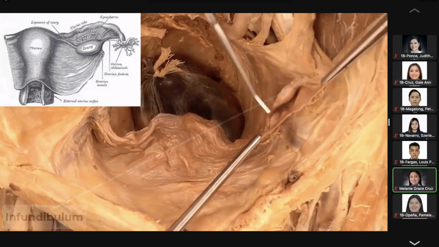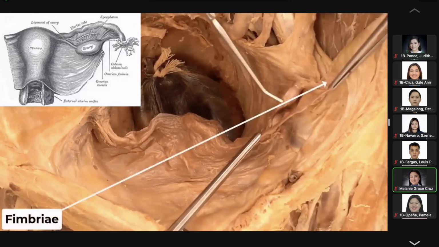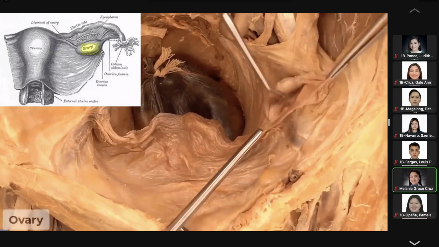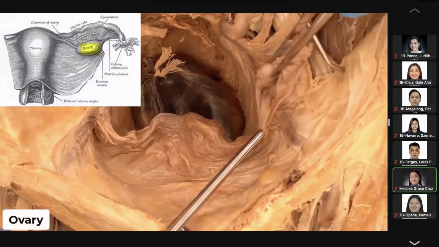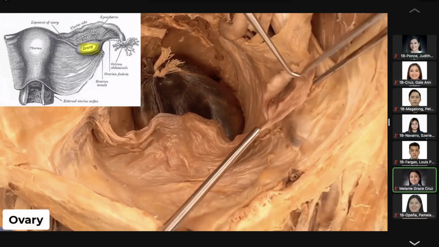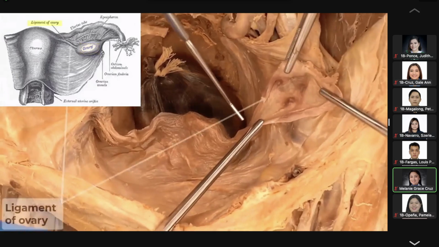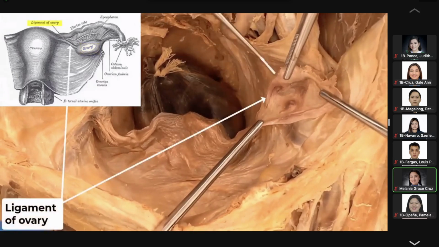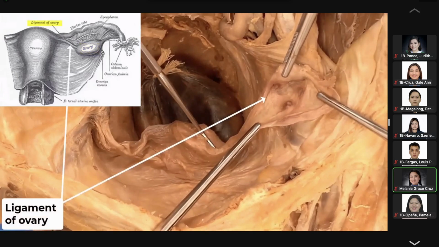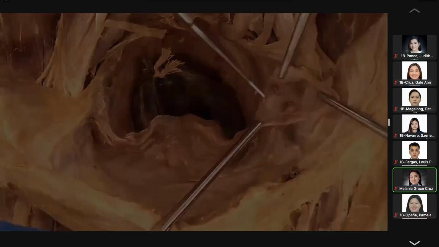We have another specimen which shows a better view of the uterine tube. On the posterior side we can see the ovary right here. So that is the ovary, and that is the ligament of the ovary that attaches the ovary to the side of the uterus.